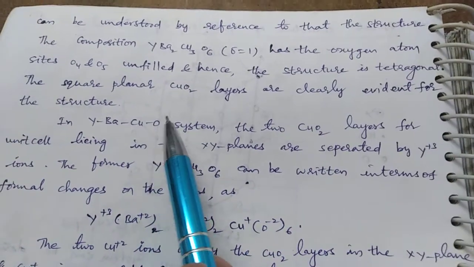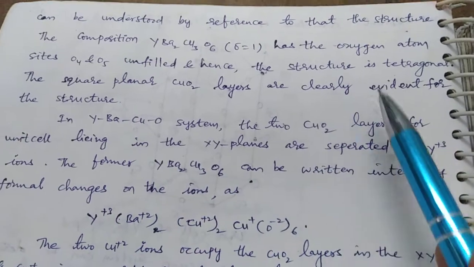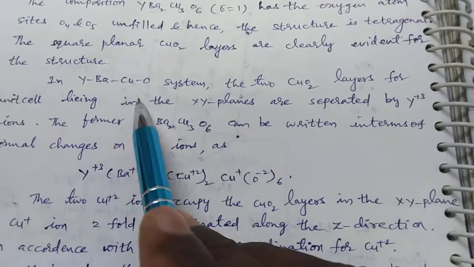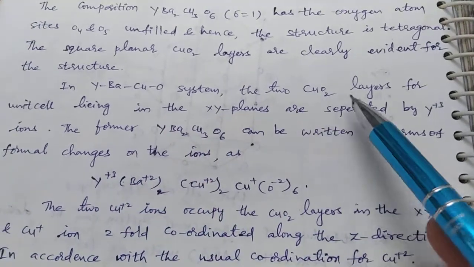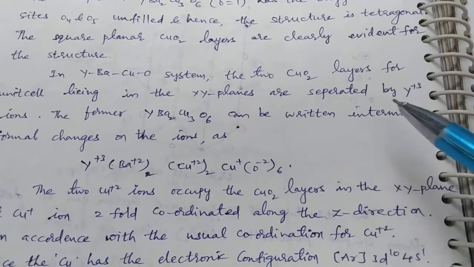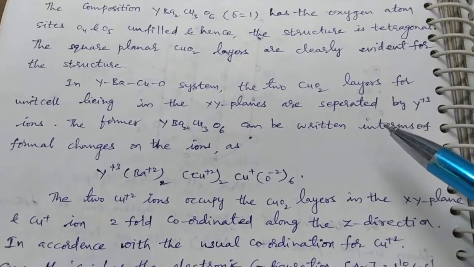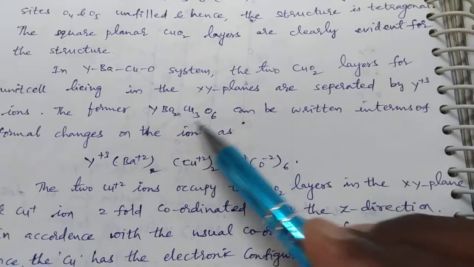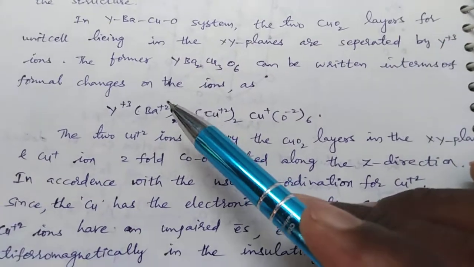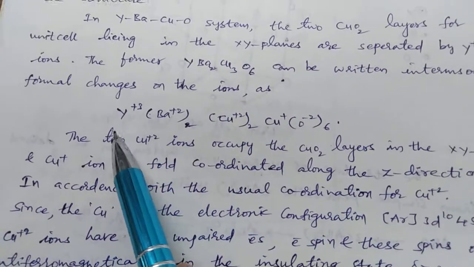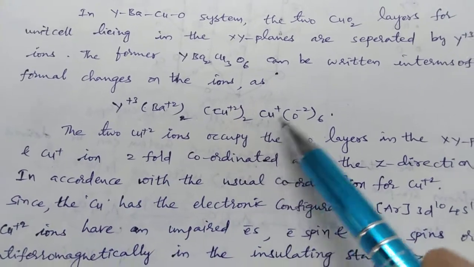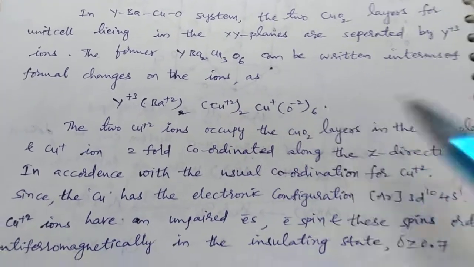The square planar CuO2 layers are clearly evident in the structure. And in the YBCO system, the 2 CuO2 layers in the planes of the unit cell lying in the XY planes are separated by the yttrium ions. The formula YBa2Cu3O6 can be written in terms of formal charges on the ions as Y+3, Ba+2 taken twice, and Cu+2 taken thrice, O-2 taken 6.